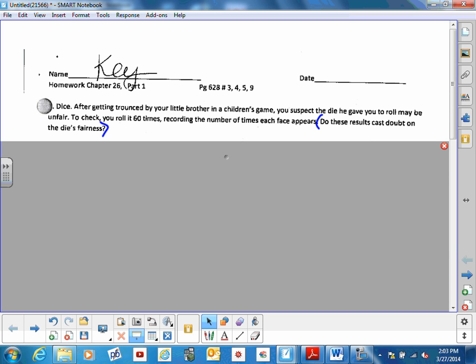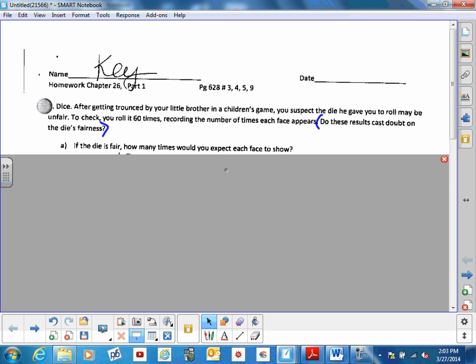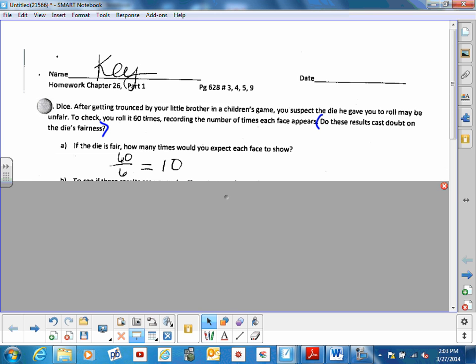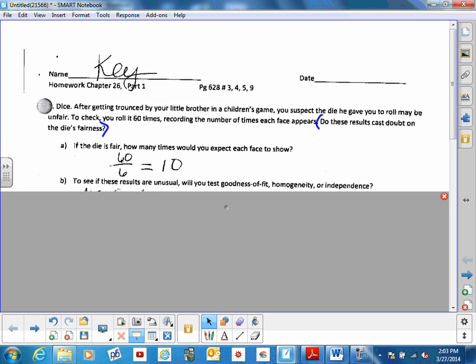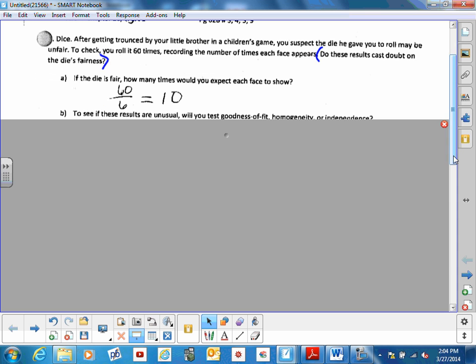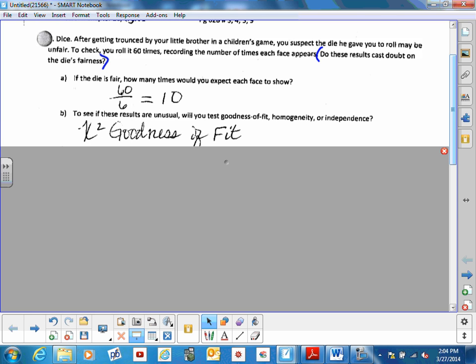But the first question here is, if the die is fair, then how many times of those 60 would you expect each face to show? And that'd be 10. So on average, as you did bunches of sets of 60s, you'd expect it to be about 10 times each. To see if these results are unusual, will you test goodness of fit, homogeneity, or independence? We learn homogeneity and independence tomorrow, so this is obviously chi-squared goodness of fit.